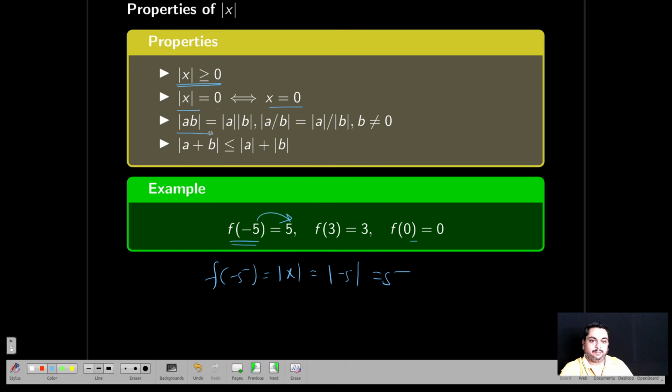So mod of AB equal to mod of A into mod of B. Similarly, mod of A divided by B equal to mod of A divided by mod of B, where B is not equal to 0. Mod of A plus B is less than or equal to mod of A plus mod of B. Why?